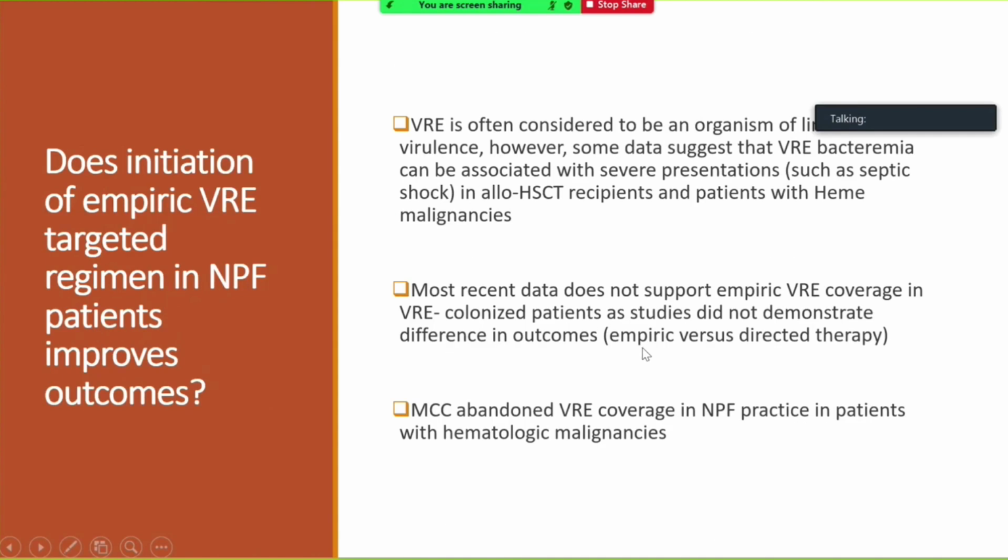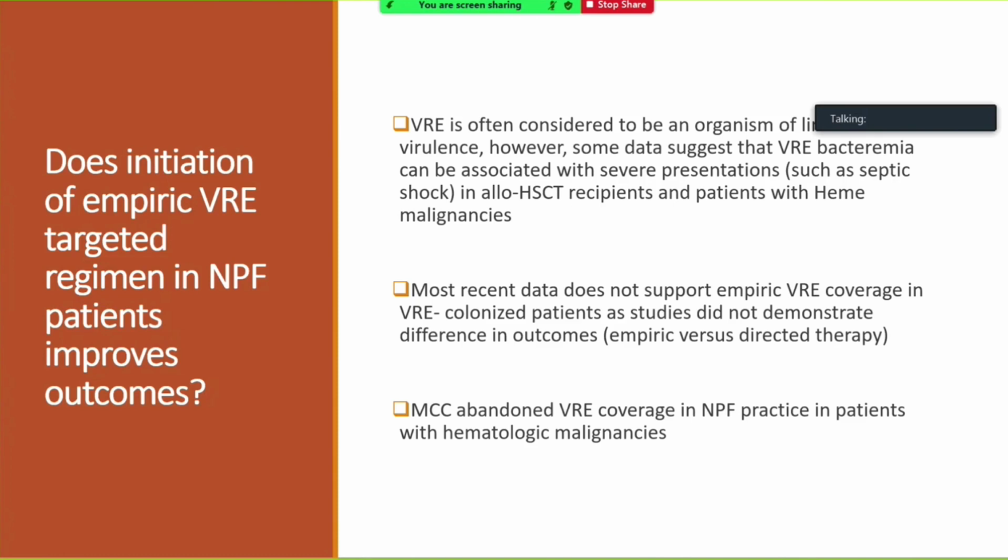So this is another slide on the addition of VRE coverage in neutropenic fever patients. As you will see on our floors where we have patients with heme malignancies, they all undergo MRSA and VRE screen on admission. That's a protocol. And then if VRE is negative, we keep screening them weekly. And there is literature saying that in this patient population, VRE infections can be severe.